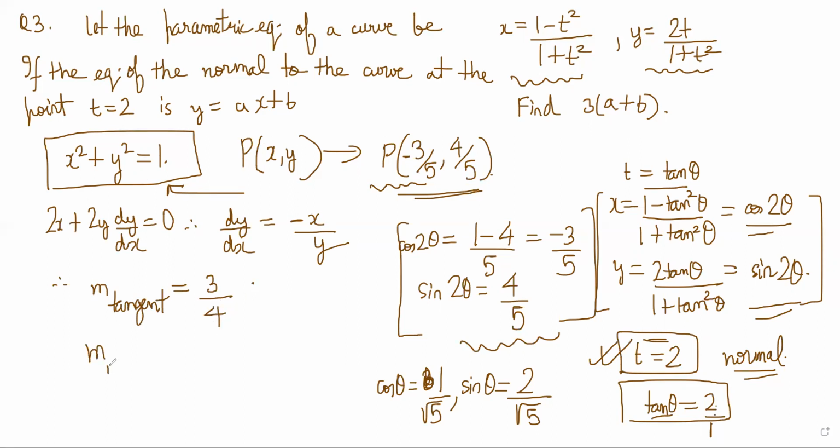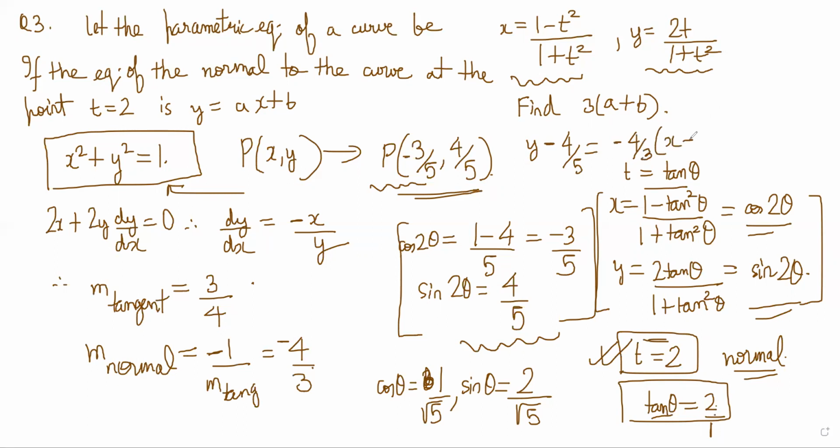So slope of normal is equal to minus 1 by slope of tangent. So that becomes minus 4 by 3. Therefore, the equation of the line should become what? Y minus y1. So y minus 4 by 5 should be equal to minus 4 by 3, x minus minus, so x plus 3 by 5, right?